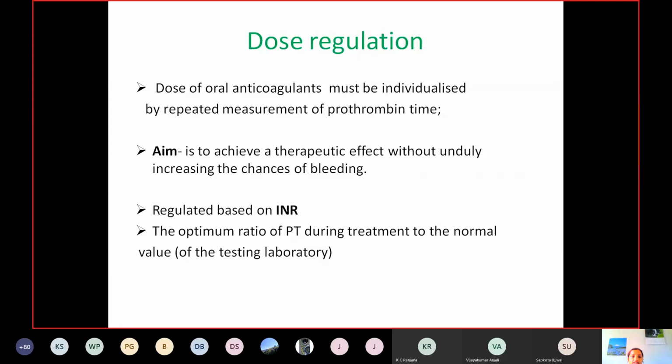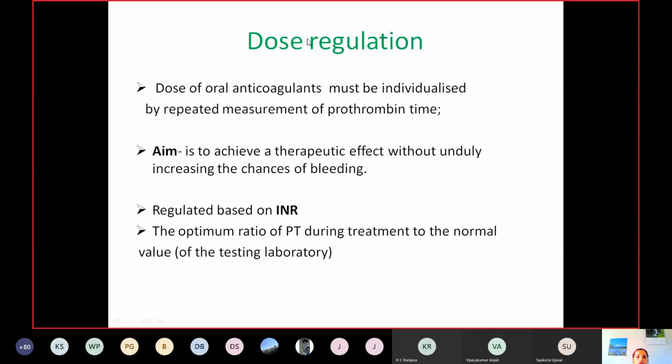Dose regulation is very essential while you are giving warfarin. Why? Because if you are not regularly monitoring the PT level, there may be a chance of bleeding in patients who are taking warfarin. So dose regulation is a must, and it must be individualized by repeated measurement of prothrombin time.